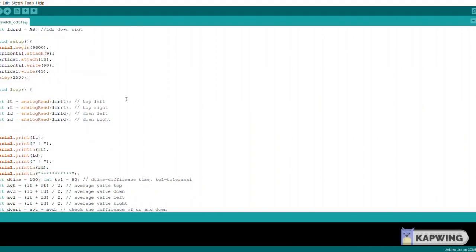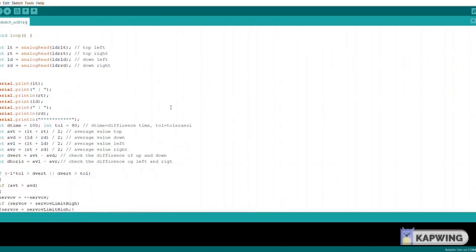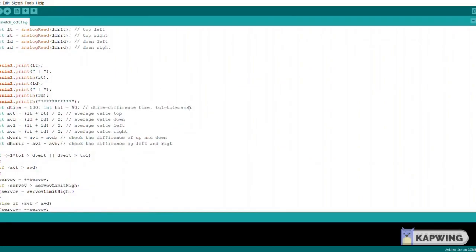The analogRead command is used to retrieve data from the LDRs, that is left top, left down, right top and right down. Then the Serial.print command is used so that we can see the data which is coming from the LDRs on the serial monitor. Then we have used this formula. The dtime is the difference time, TOL is the tolerance which we have in the LDRs. The AVT is the average value top, AVD is the average value down, AVL is the average value left, and AVR is the average value right.